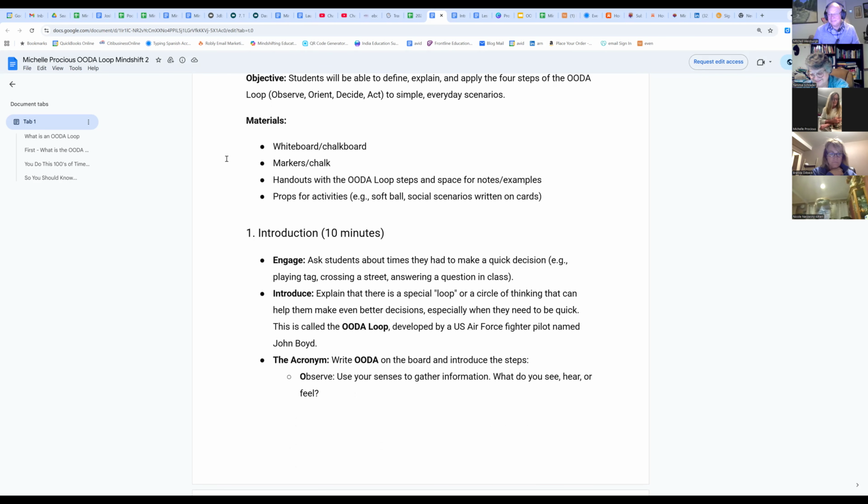And then at the warm up and reflection, you review the OODA loop steps. You remind students that they use it all the time, thinking that it helps them make faster, better decisions. Even on the playground, all the fighting that goes on, or who do I want to play with? What should I do?